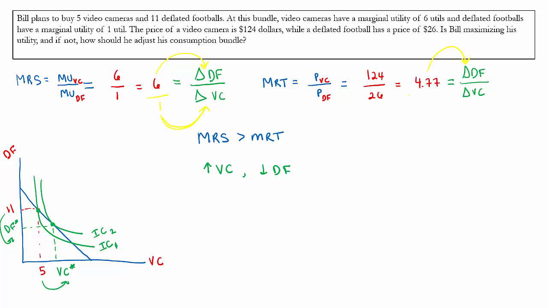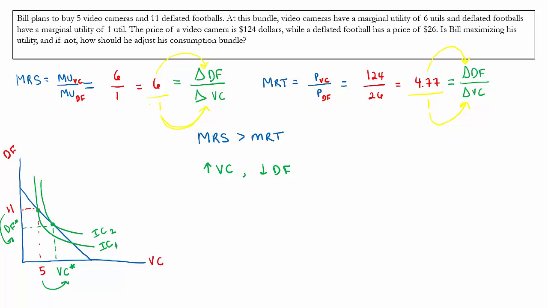4.77 is how many deflated footballs he can afford to buy if he gives up one video camera. Or if he buys one more video camera, he'll have to give up 4.77 deflated footballs. So the rate at which Bill values video cameras is more than how the market values video cameras.